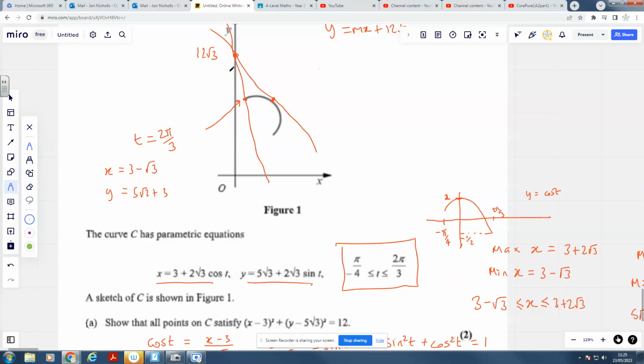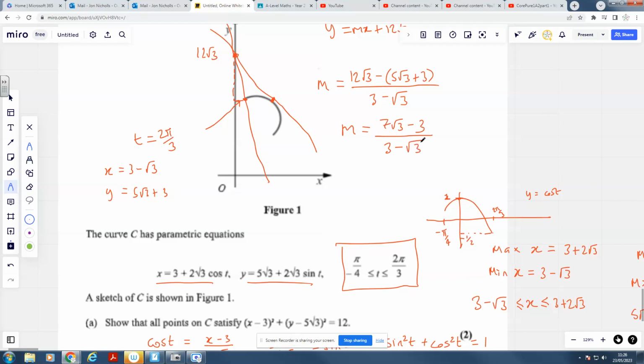Well, if we're going to find the gradient from this point to this point, which we've now discovered, the gradient m, and this is the most negative value of m, if you like, is going to equal the change in y, which is 12 root 3 minus 5 root 3 plus 3, over the change in x. Change in x is easy because it's just 3 minus root 3. And so m equals 7 root 3 minus 3 over 3 minus root 3.